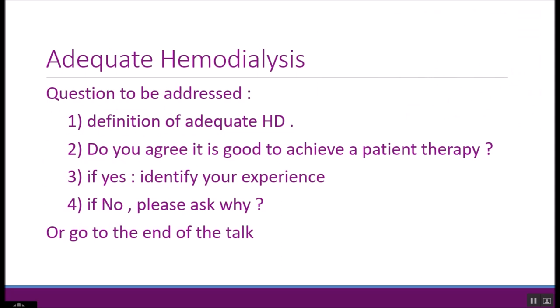So before going to the talk, we have to define what is adequate hemodialysis. Questions to be addressed: you should ask yourself, what is the definition of adequate hemodialysis? And do you agree it's good to achieve for patient therapy or not? If you believe in that, identify your experience. And if you don't believe in that, please ask yourself, why are the current adequate hemodialysis parameters still in the guidelines?